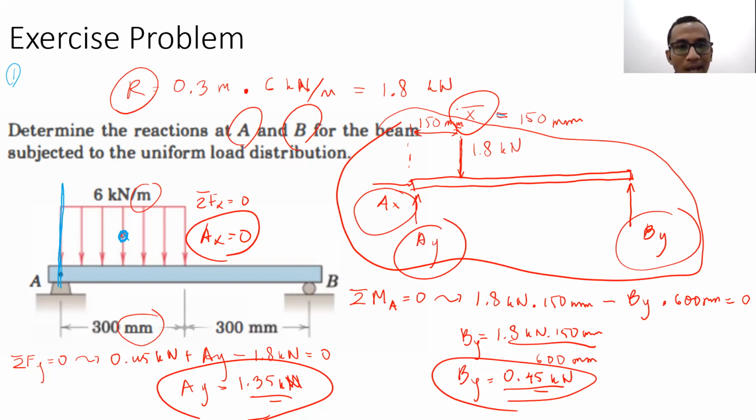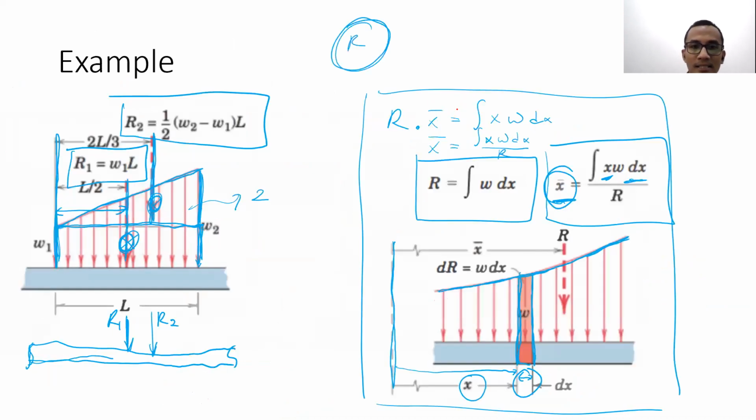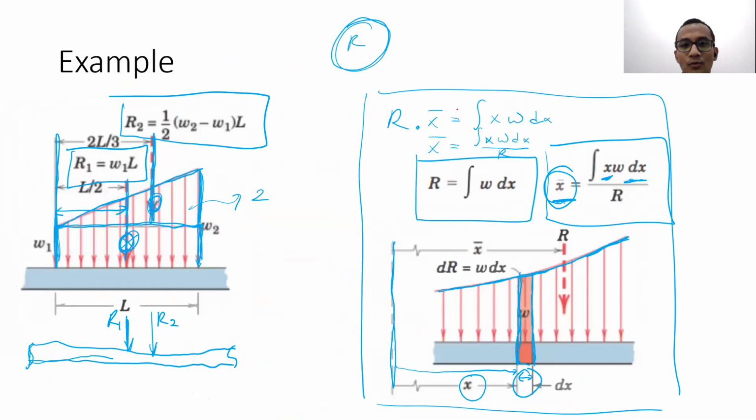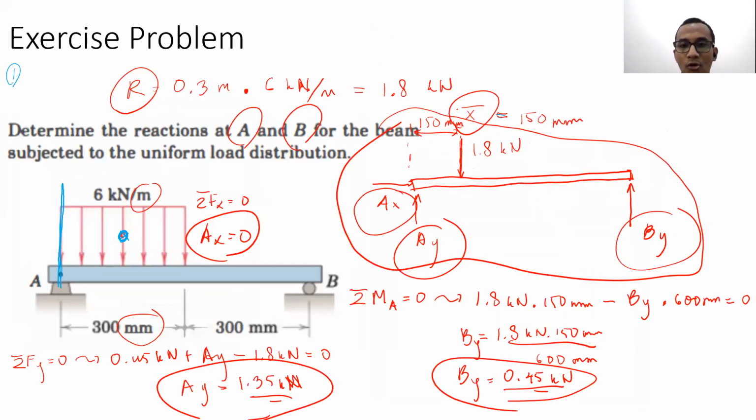Okay, that is how to handle a distributed force in order to find the other external forces. Only to find the external forces, all of this simplification will work well. Representing the distributed force with R and X bar, a concentrated force at a certain location, will work well to find the external forces, like Ay, Ax, By.